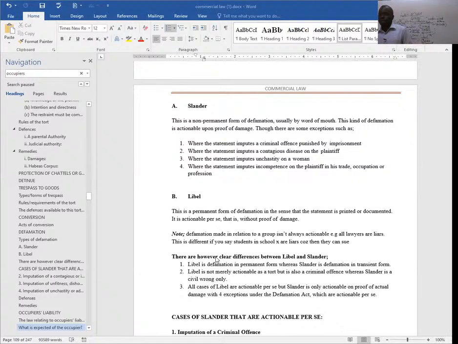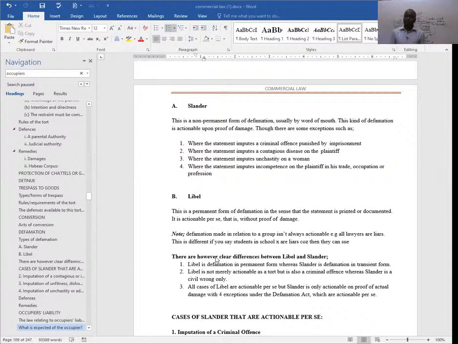So just remember they are actually of 2 types, and you should be able to differentiate between the 2 types of defamation. So we can have libel or we can have slander. Libel is in a permanent form, while slander is in a non-permanent form.